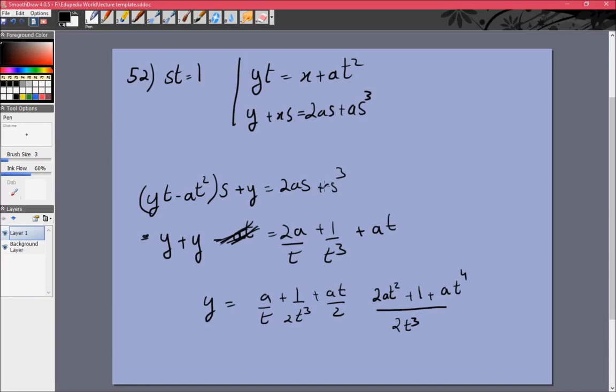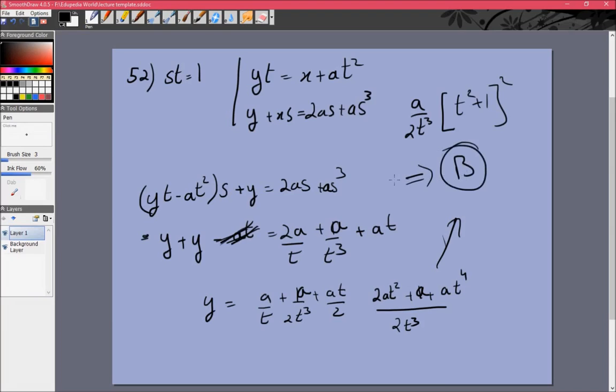Sorry, this is a t cube, 2a t plus a over t cube, so we should have an a as well here. Yeah, that's what I was thinking about, a should come common. So you just take a by t cube common. What you get is t to the power 4 plus 2t square plus 1, or t squared plus 1 whole squared. A by t cube times t squared plus 1 whole squared, which means the answer to this question is option B.